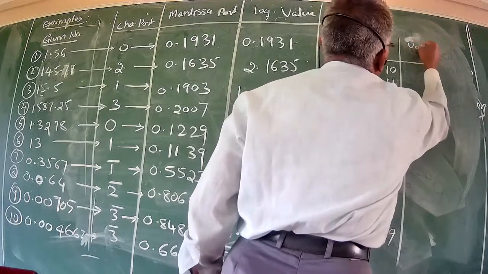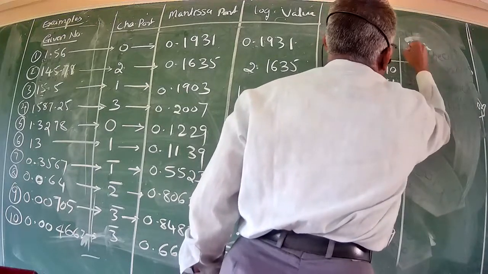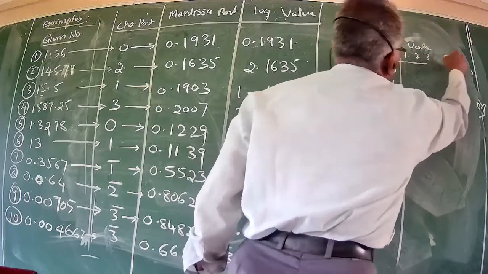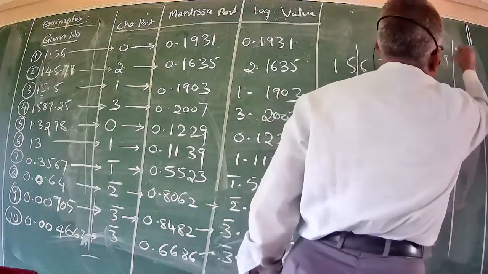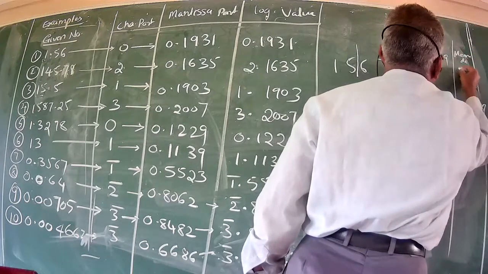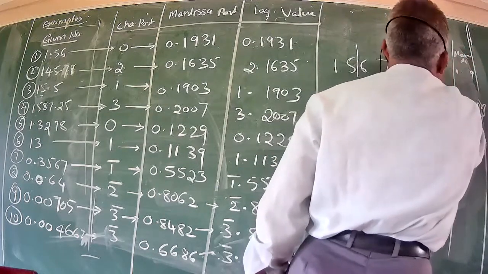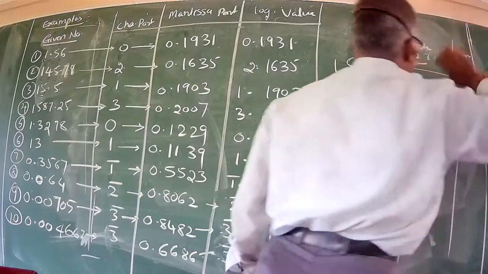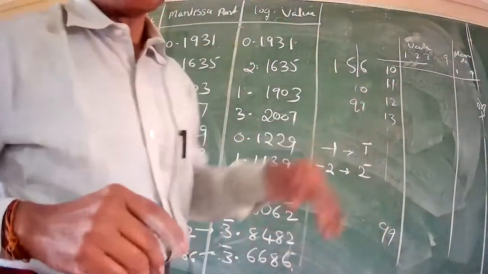Values will be there, values for this again 1, 2, 3 up to 9. Then the mean difference column will be there. Again here also 1 to 9. You find this in the logarithm table like this.